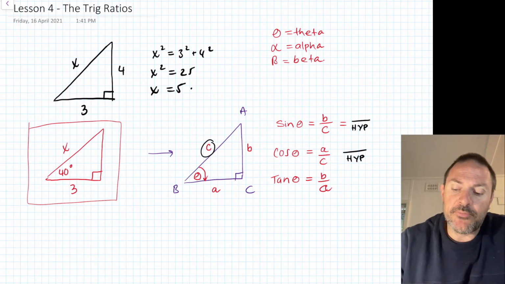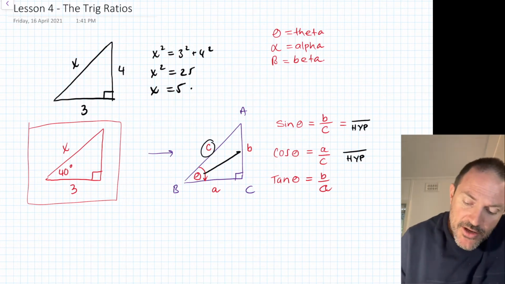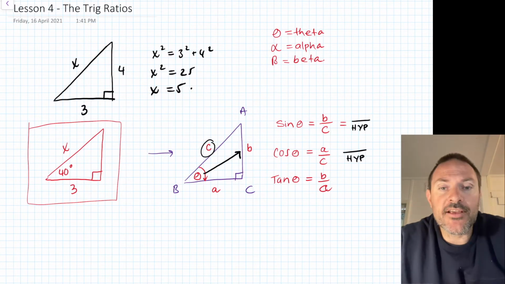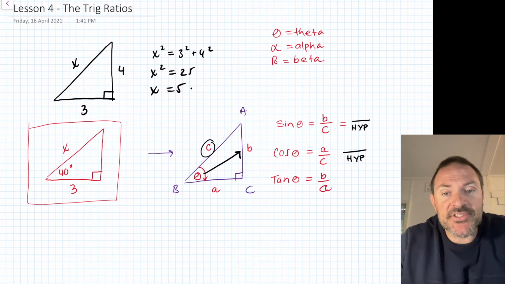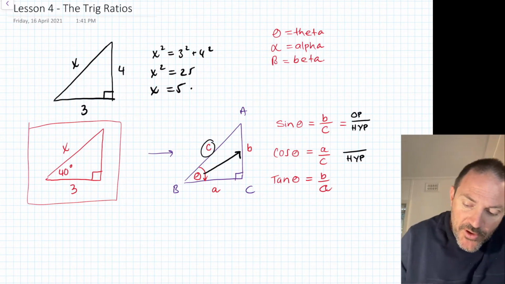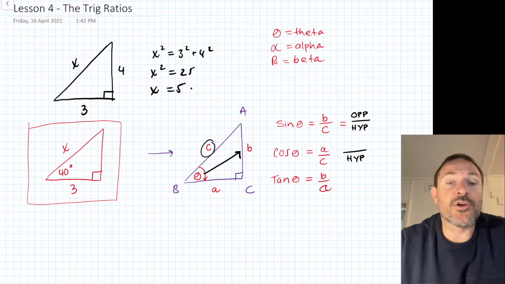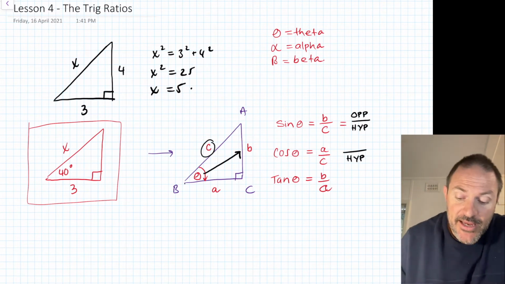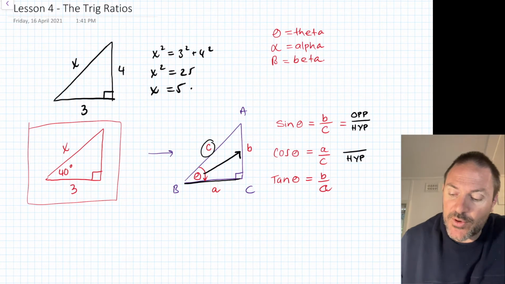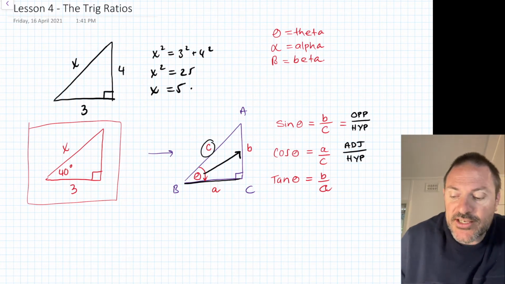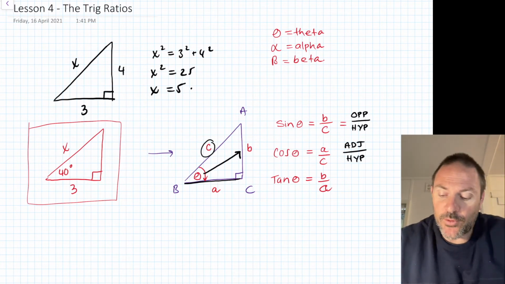If I look at the side B in regards to theta, what do you notice about the B? It's opposite to the angle. So I'm going to call that the opposite. If I look at the A in regards to theta, it's next to it, isn't it? So we call that the adjacent. Adjacent means next to.